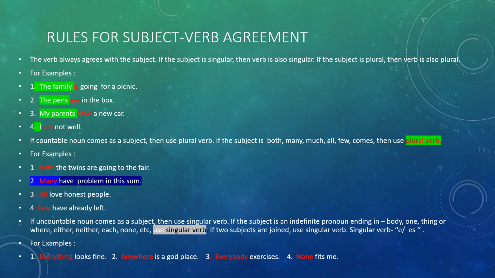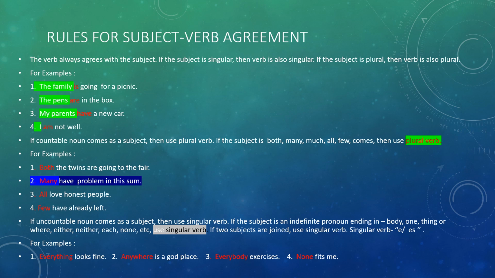I am not well. With this you can understand which is singular, which is plural, and how the helping verbs are used. So the verb agrees with the subject only. That's why, according to the subject, the verb is changing.